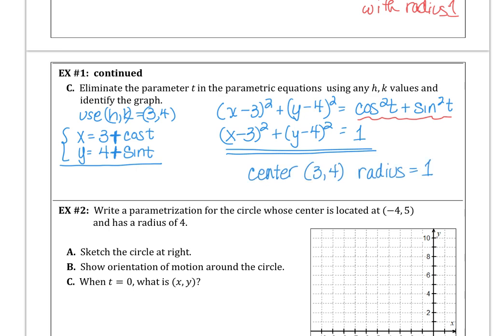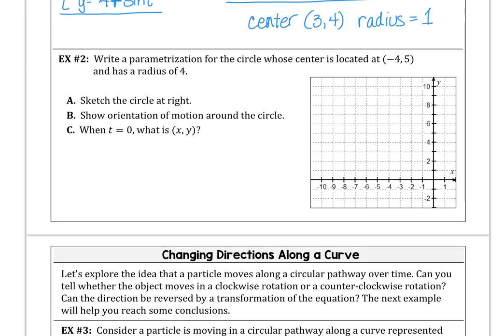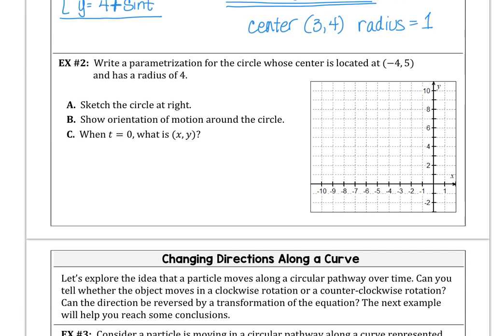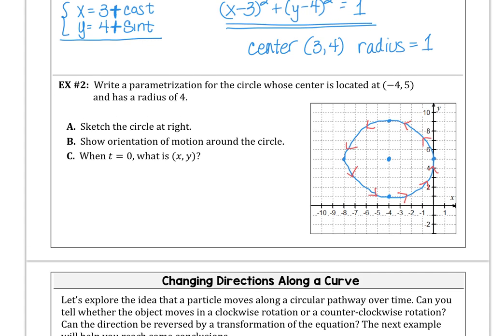For example 2, can you write a parametrization for the circle whose center is located at -4, 5 and has a radius of 4? Then we want to sketch the curve at the right, show the orientation of the motion around the circle, and when t is 0, what is x and y? So let's get started on that. First, I graphed the graph for us here to take a look at it. You can see I've got it graphed here, sketching the circle at the right. I know the orientation because I just mentally plugged in 0 to our equation.